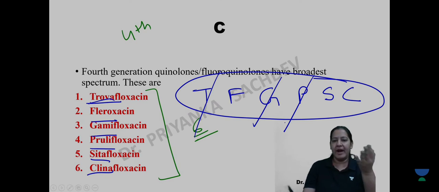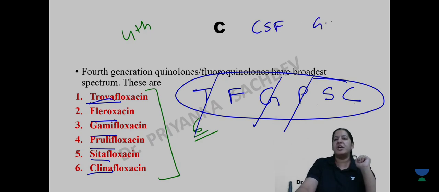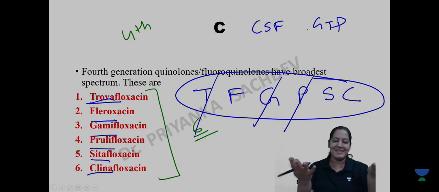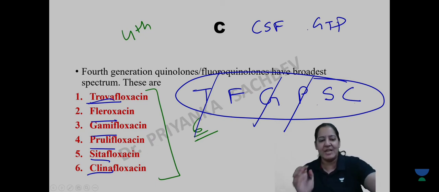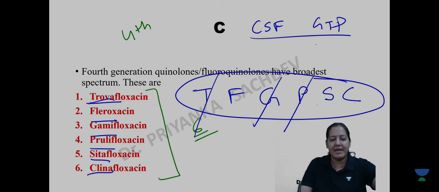तो ऐसे ही बनाना है mnemonic, right? FCS, SCF, CSF. Okay, चलो बन गया mnemonic. CSF, GTP. Learn the mnemonic now. I myself made it. Anyways, I make the mnemonic in this way only, right? So CSF and GTP can be the mnemonic.